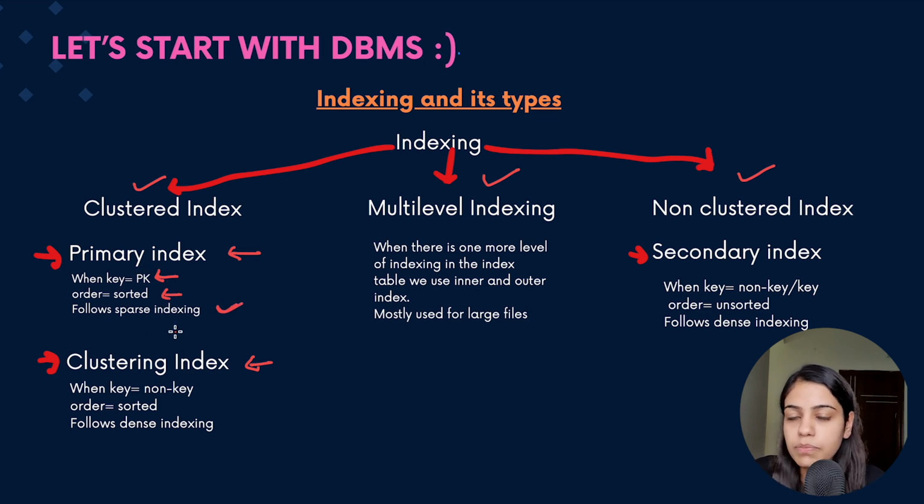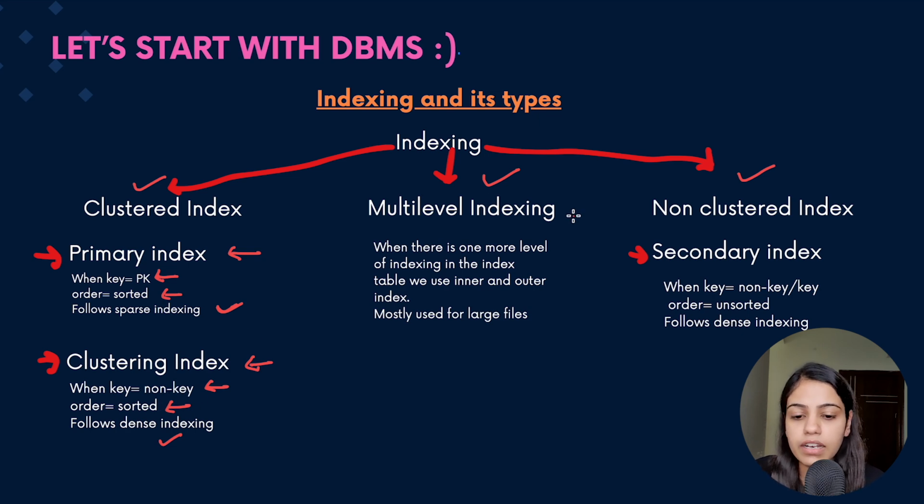It basically follows the sparse indexing method. Now coming to clustering index, when the key on which we are indexing is a non-key attribute, but the order of the data is sorted, we say that a clustering index is present, and here we follow dense indexing since a non-key attribute is involved but the order is sorted.